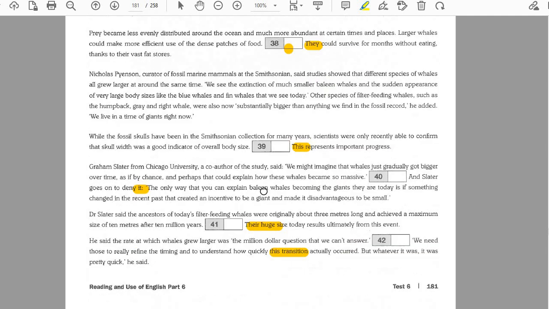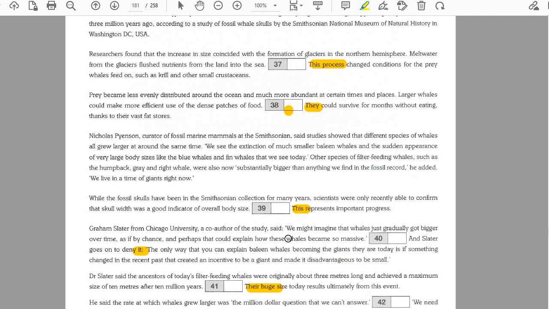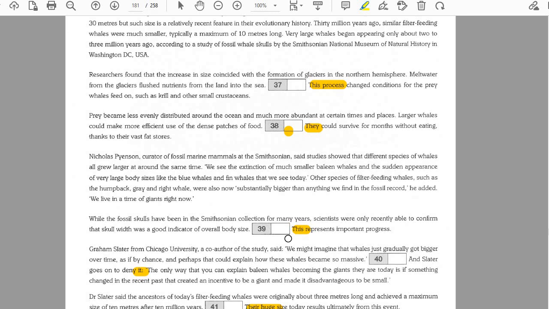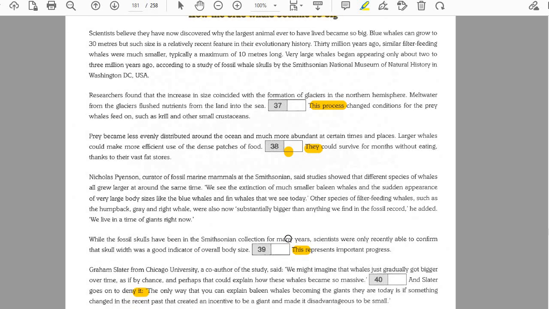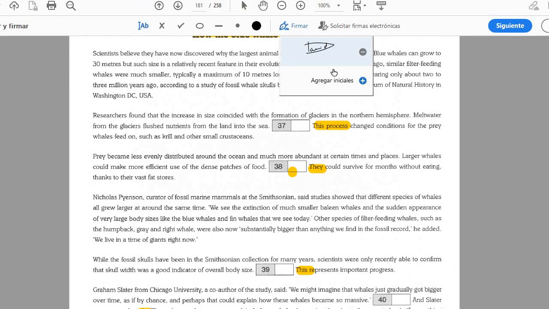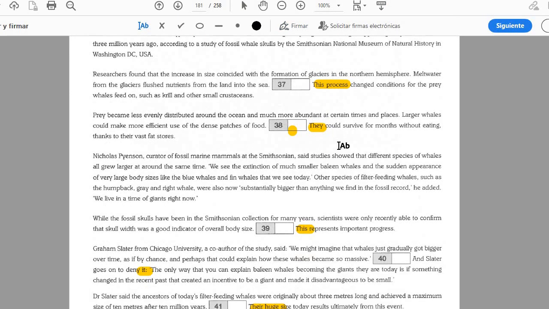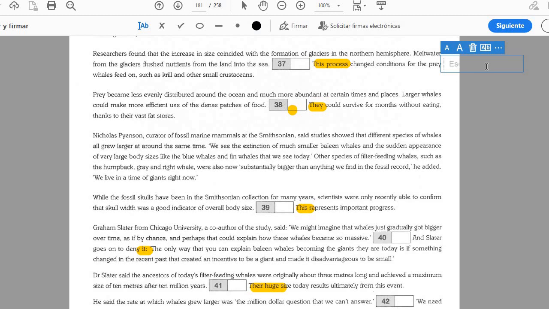So go ahead, get it done. I'm going to give you the answers in 3, 2, 1. Okay, that's my signature. So the first one is G, C, A, F, B, and E. Now try to find the evidence.